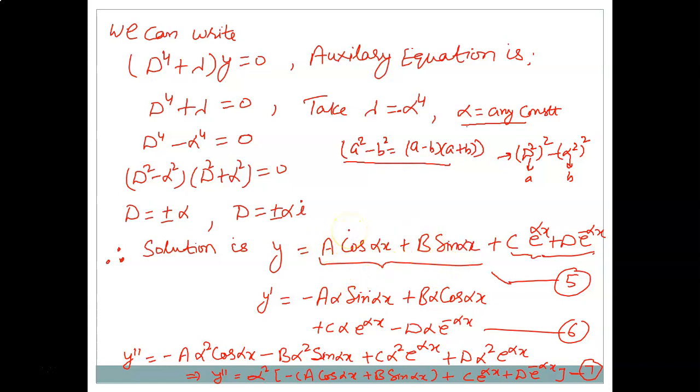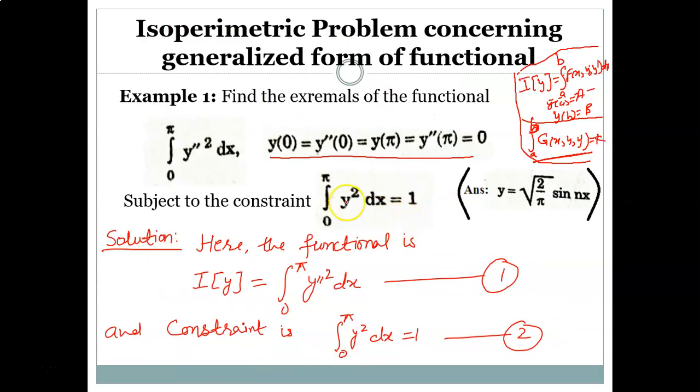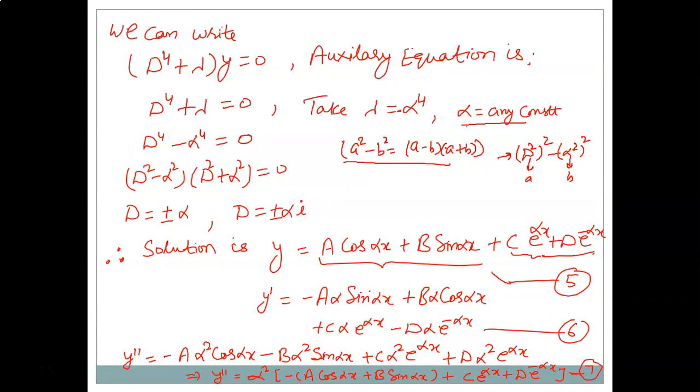Now in the boundary conditions, look at what we are given. We are given y at 0, y at pi, y double dash at 0, y double dash at pi. So in order to apply the boundary conditions, after obtaining the value of y, we have to obtain the value of y double dash. So y is this, differentiating 5 with respect to x, we get y dash is this. Again differentiating with respect to x, we get the second order derivative, that is y double dash, and y double dash is given here in equation number 7 after the final simplification.